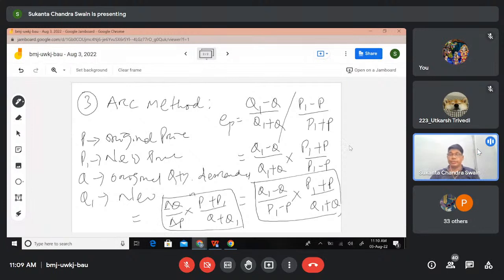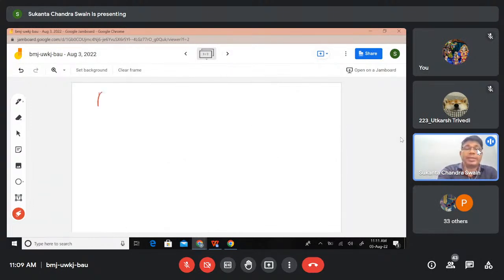Okay. So in our percentage method, this portion was there, del Q by del P was there, P was there, Q was there. But this P1 and Q1 have been added. Therefore we say that this ARC method is just an extension of the percentage method. So this is the formula: del Q by del P into P plus P1 by Q plus Q1. You can solve it easily if the values are given like this.